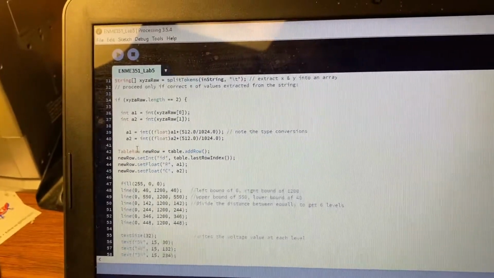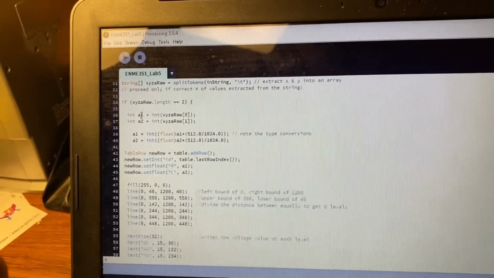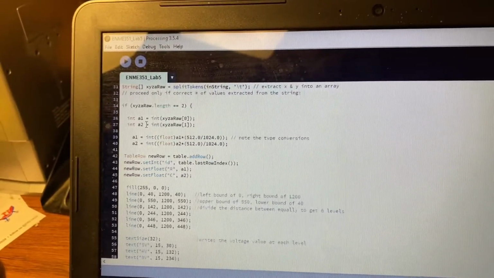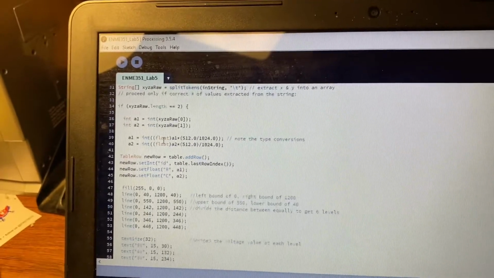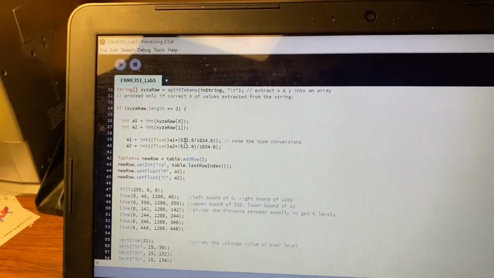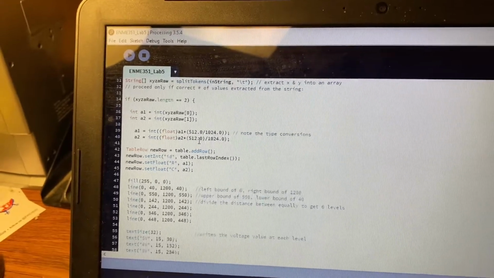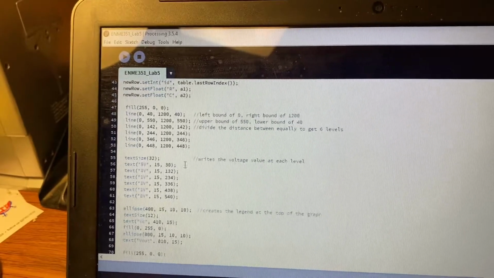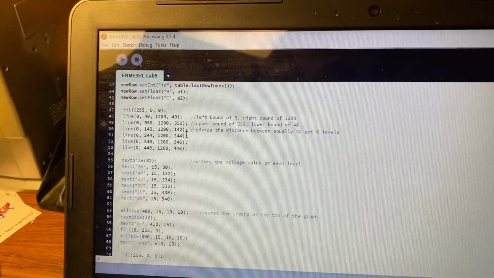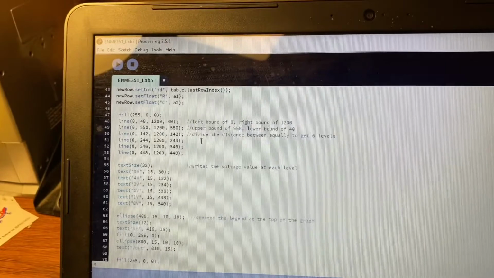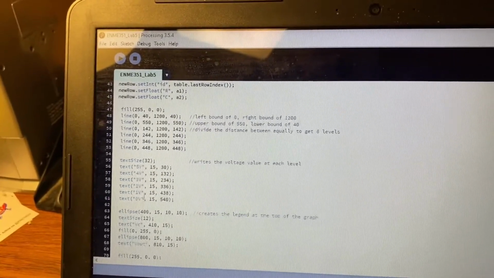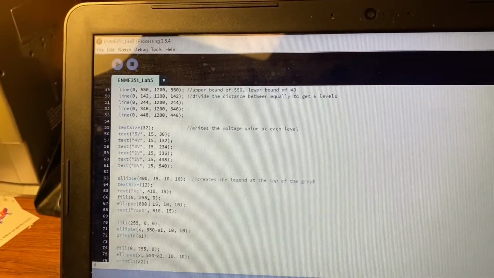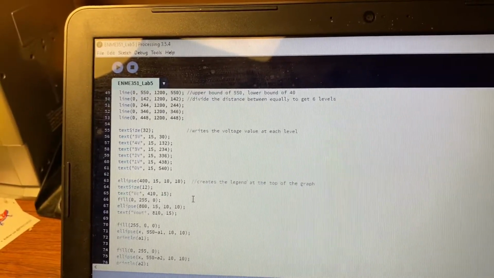So if we take a look at the processing code, we can see this integer A1 reads the voltage across the capacitor. Integer A2 reads the output voltage from your digital pin. It then multiplies both of these by 512 over 1024 to convert those numbers to voltages. These three blocks of code set up the numbers to split apart your graph into the 0, 1, 2, 3, 4, and 5 voltage lines. This block labels them with the respective voltage, and this block creates the legend at the top of your graph.